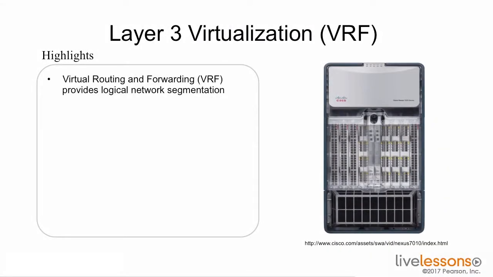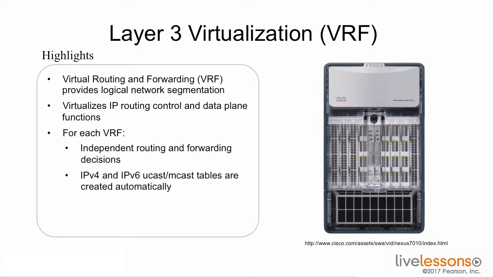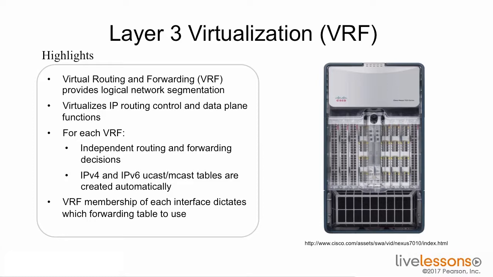Virtual routing and forwarding provides logical network segmentation. It virtualizes the IP routing control and data plane functions. For each virtual routing and forwarding instance, there are independent routing and forwarding decisions made, and the IP version 4 and IP version 6 unicast and multicast tables are created automatically. The VRF membership of each interface dictates which forwarding table to use.